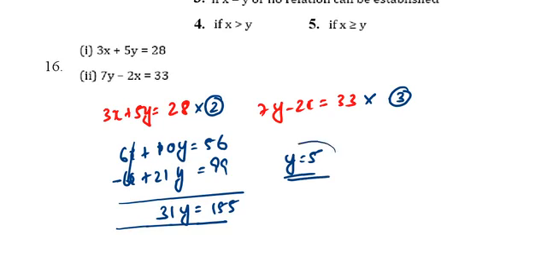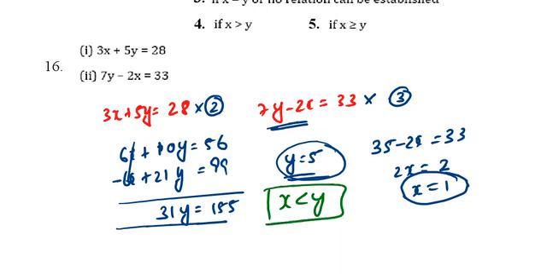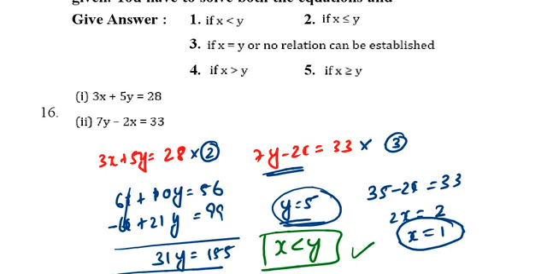Substituting y value 5 in any one of the equation, I am substituting here. 7y, 35, minus 2x is equal to 33. So 2x is equal to 2, x is equal to 1. So I am getting x is equal to 1, y is equal to 5. Therefore our answer is x less than y. X less than y means option 1. Option 1 is the correct answer. See the next question.